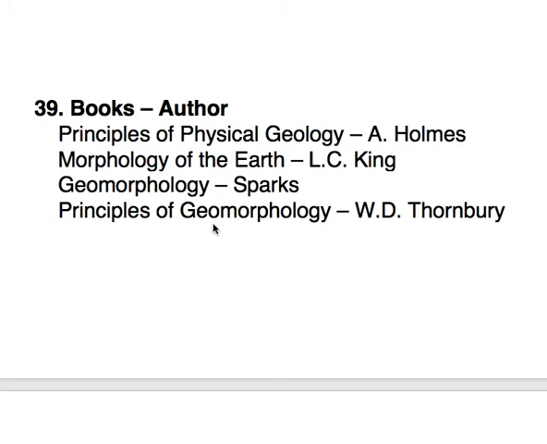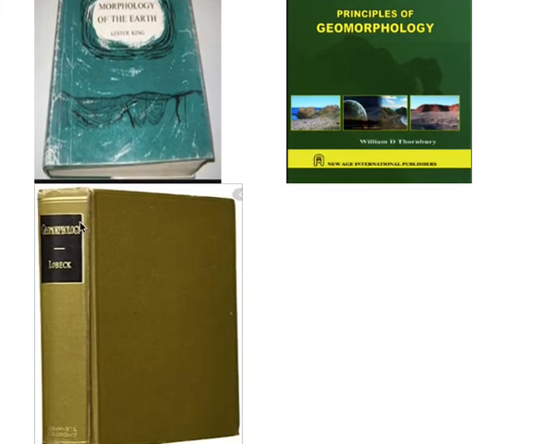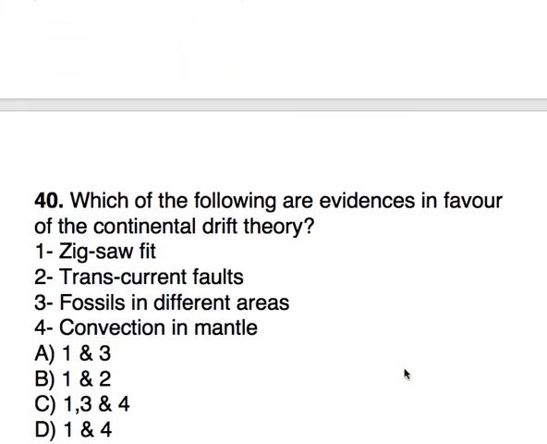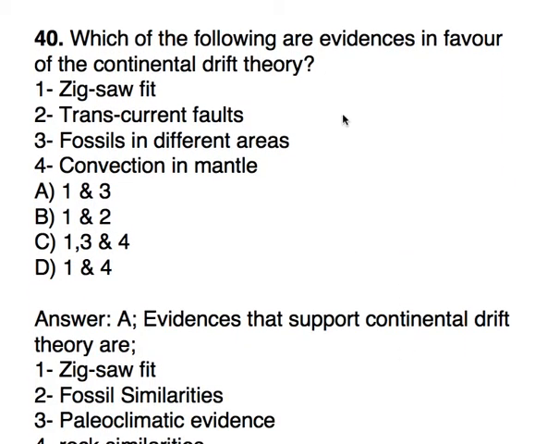And the next, Principles of Geomorphology, as mentioned in earlier lectures, is by W.D. Thornbury. We can see the images of the books here. Geomorphology by Sparks, and another Geomorphology by Lobeck, and Principles of Physical Geology by Arthur Holmes, and Morphology of the Earth by Lester King, and Principles of Geomorphology by William D. Thornbury.